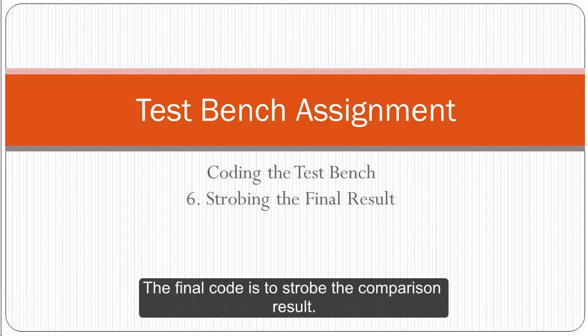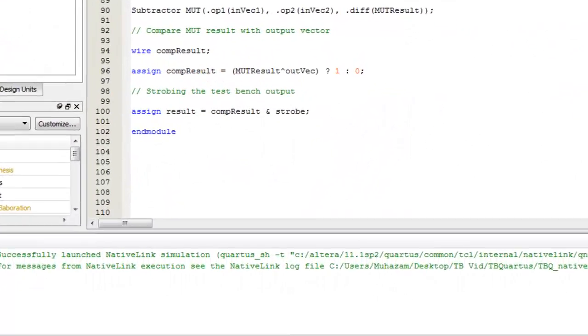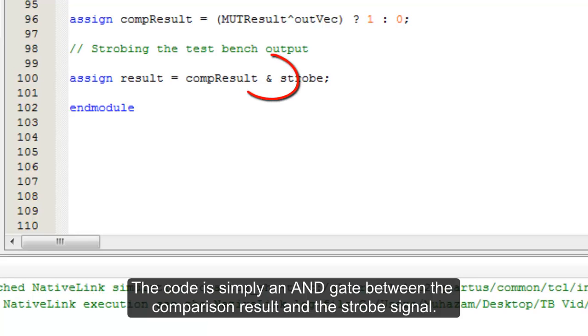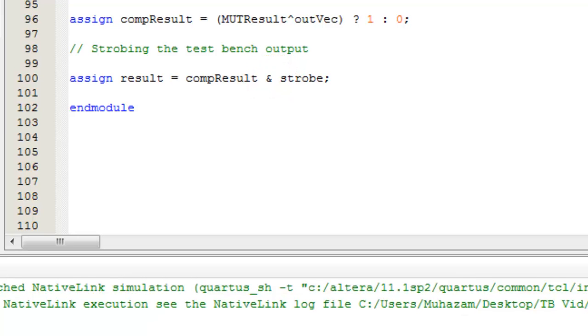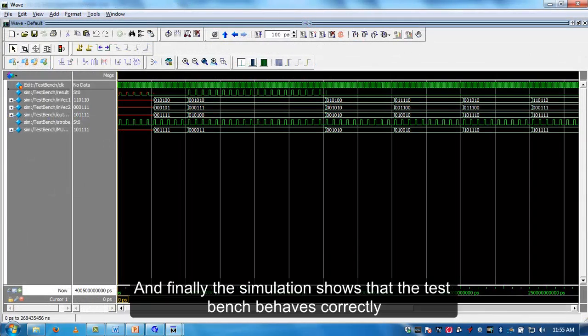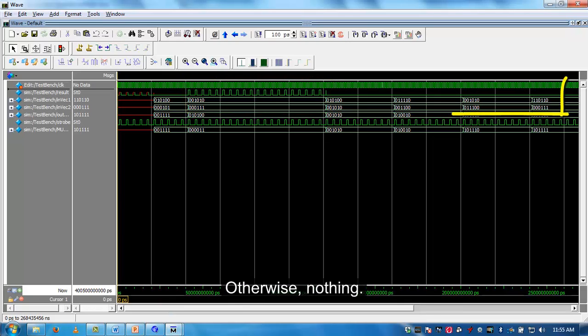The final code is to strobe the comparison result. The purpose of strobing is so that we see only the result when it is stable and clear, not while it was fluctuating. The code is simply an AND gate between the comparison result and the strobe signal. And finally, the simulation shows that the test bench behaves correctly by strobing out pulses of logic high signals when the comparison mismatches. Otherwise, nothing.